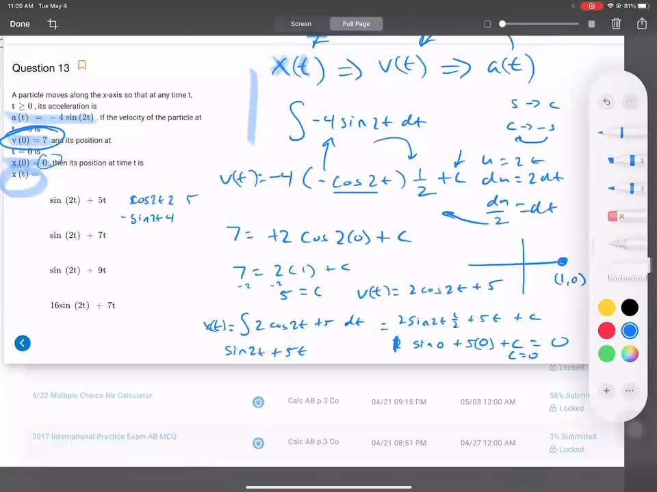But just FYI, all these would have been 2t's, right? Sine 2t, sine 2t, sine 2t. And when you did that, all these would give you the same answer, which would have been the wrong answer. Okay, so the answer is this one.